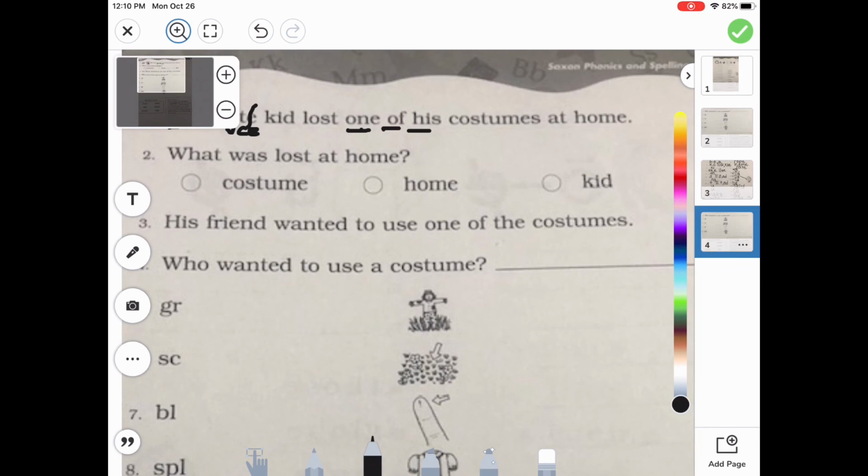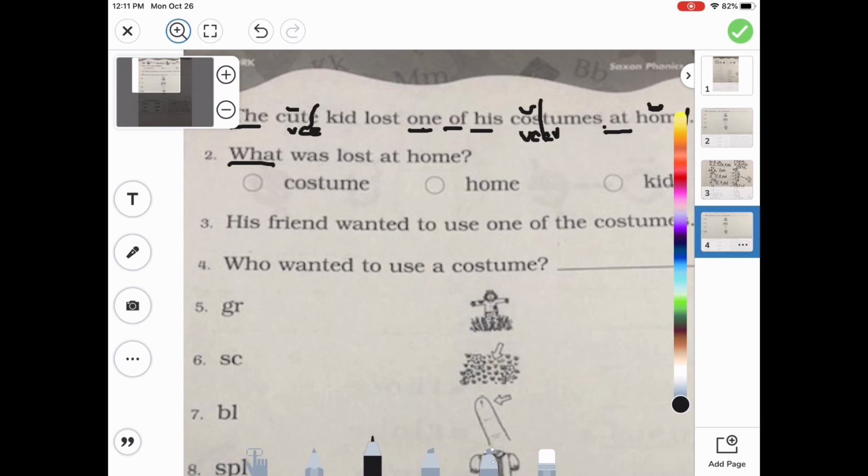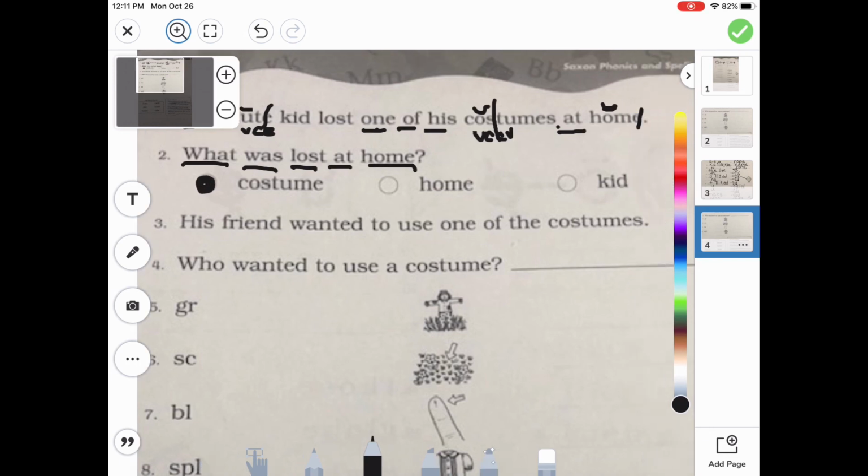And then what do we notice here? Where's my vowels? I've got O, which is a vowel. And then I've got U, which is a vowel. And I have consonant, consonant before it. So let's break it apart here. Costumes. Costumes. So the cute kid lost one of his costumes at. And then I've got O, sneaky E, home, home. So the cute kid lost one of his costumes at home. What was lost at home? A costume. Very good. So I would circle in costume.